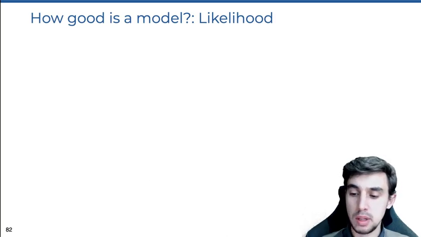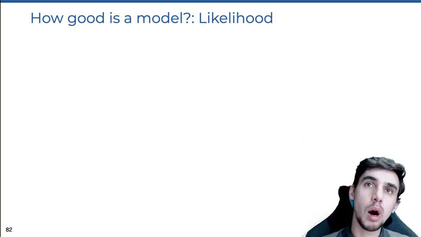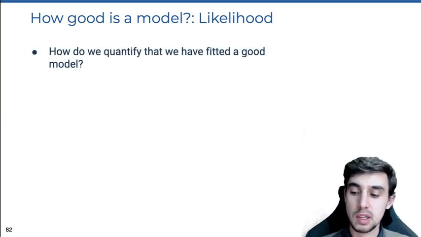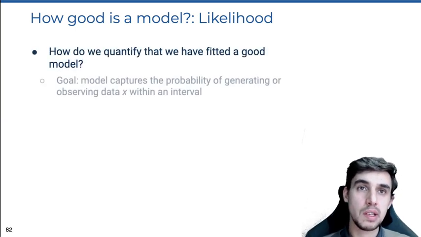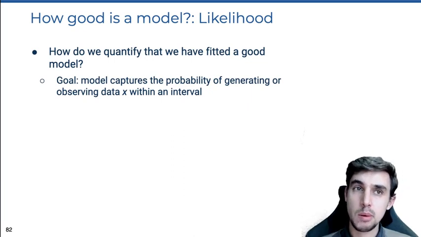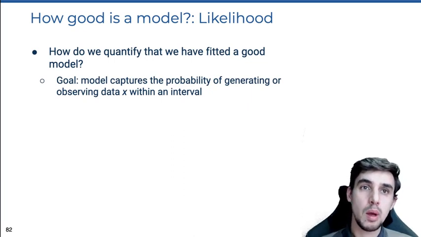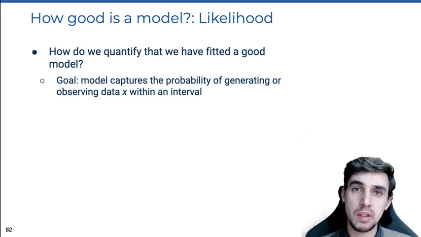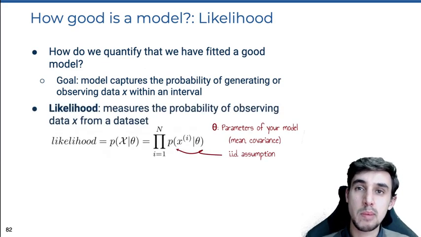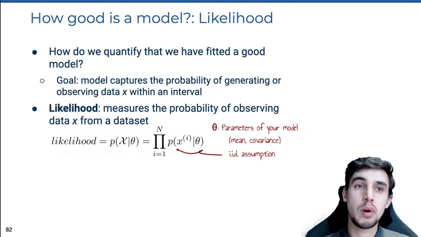But you might now be wondering, how can we know how good a model is? And for that, we use a quantity that is called the likelihood. So the idea is that what we want is a model to capture very well the probability of generating or observing a data point x within an interval.